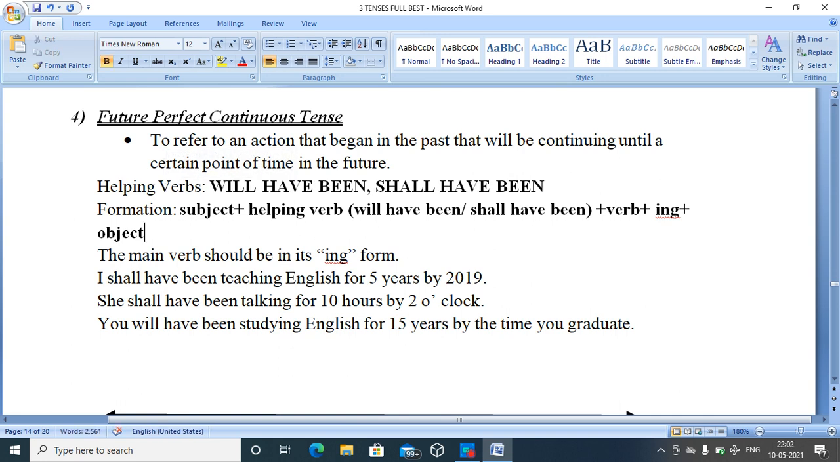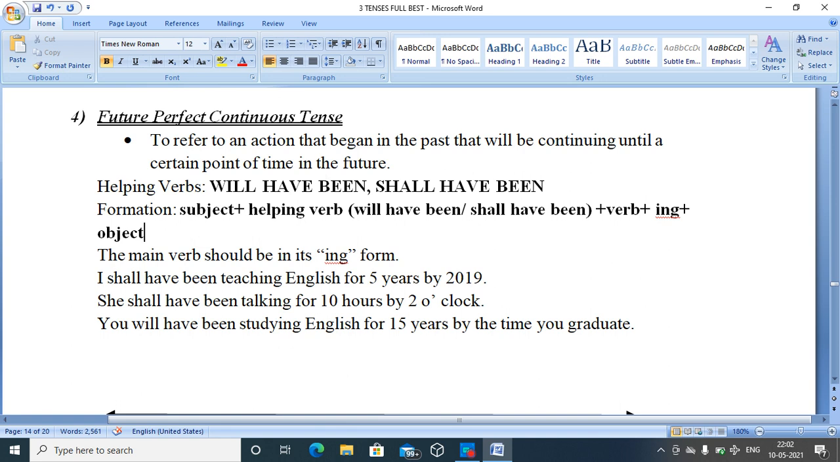As with any other future tense, hope it's already clear by this time. Will have been, shall have been. You can use them in a very flexible way, but preferably I shall have been, we shall have been, and with all the other subjects you can opt for will have been as the helping verb.